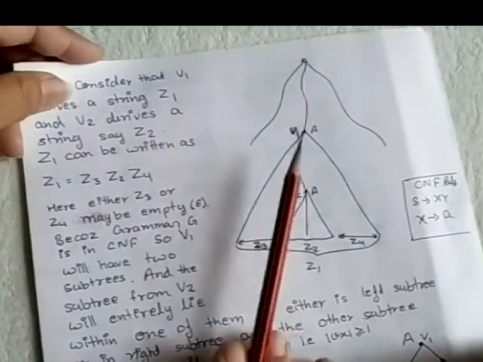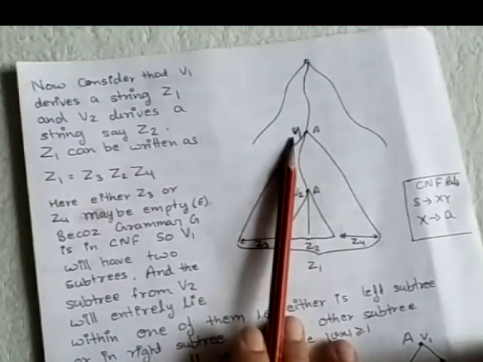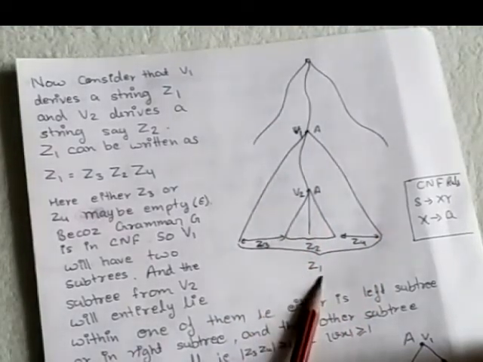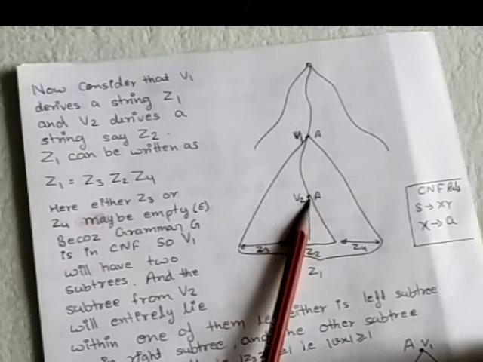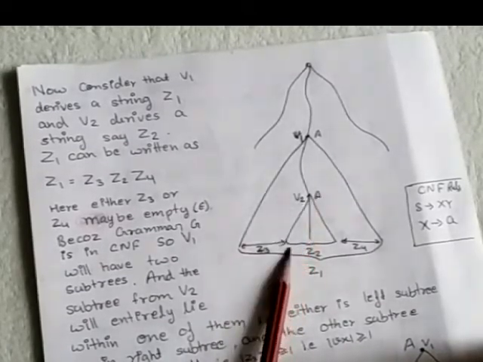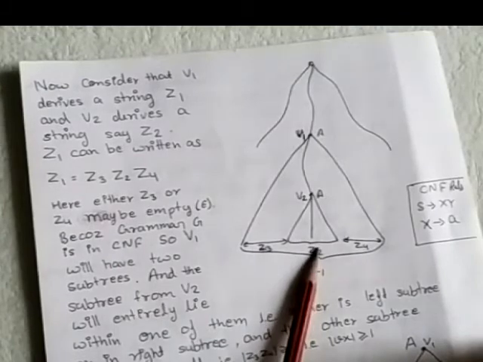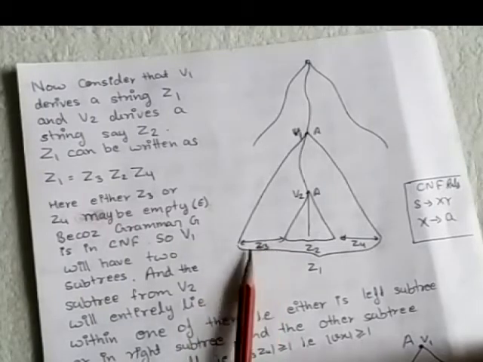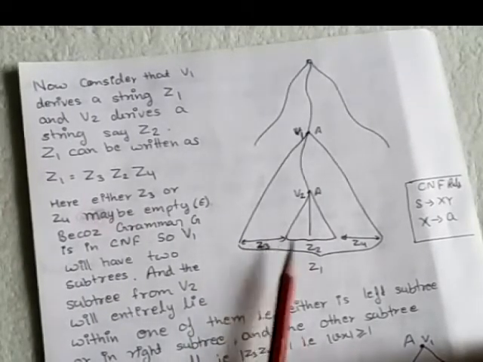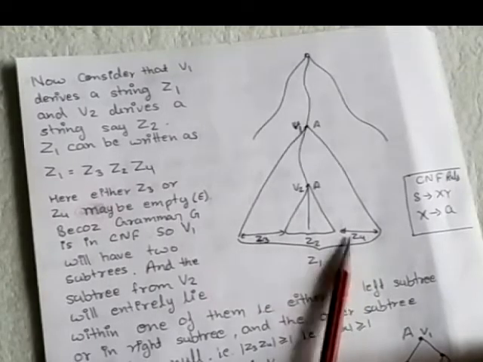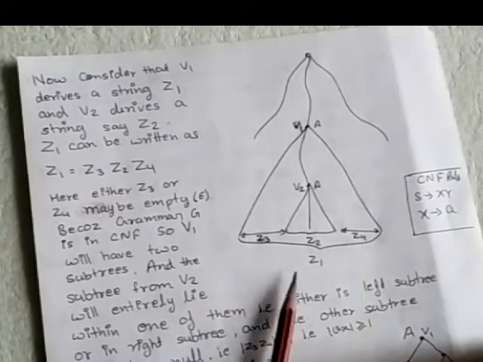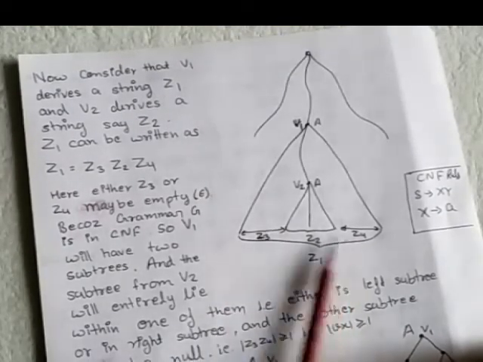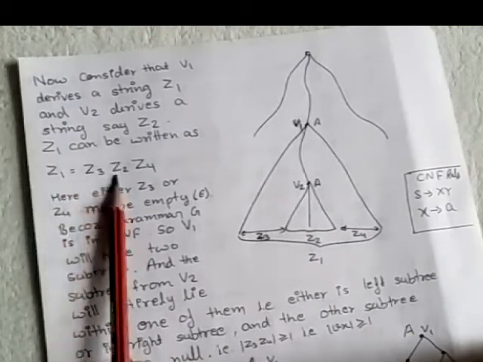Now look at this. From V1 we are able to derive a string, say Z1, and from node V2 we are able to derive a string, say Z2. From V1, at the left hand side some string Z3 is generated, and at the right hand side some string Z4 is generated. Then we can write Z1 as Z3, Z2, Z4. This is the rule.